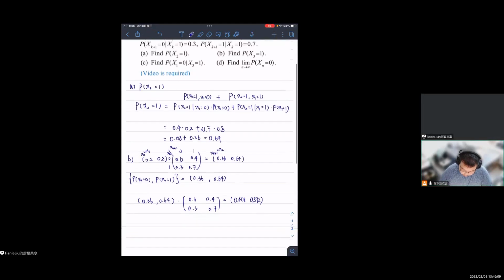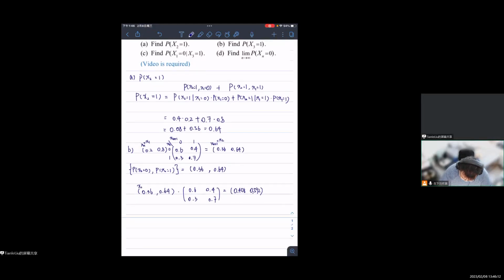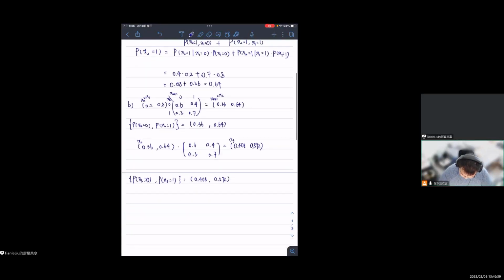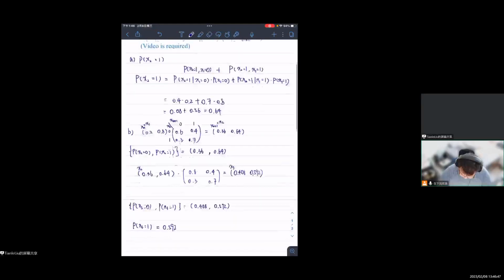Okay, so using x2, we get x3. So we have the probability of x3 equals 0 and the probability of x3 equals 1, which is 0.408 and 0.592. So the probability of x3 equals 1 equals 0.592. Here's the answer.